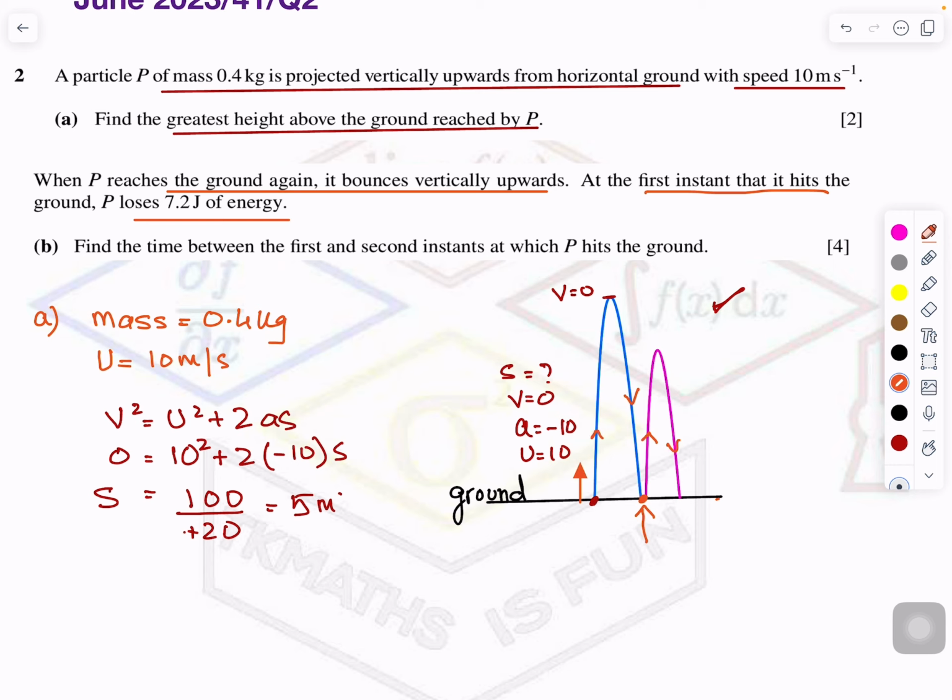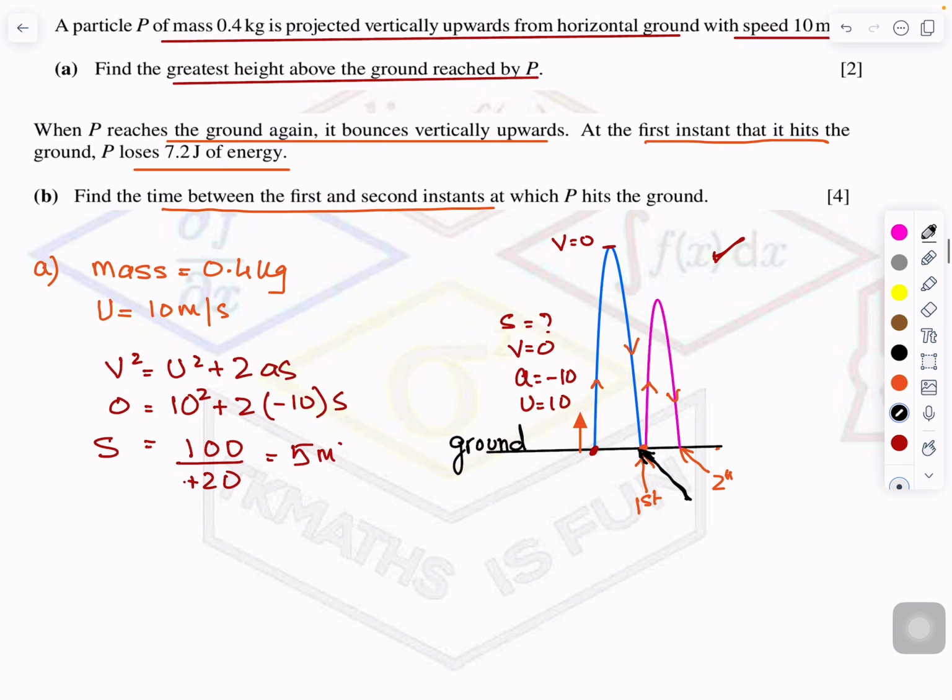The question is saying, what is the time difference between the first and the second hit? So basically this is the first hit and this is the second hit. Agreed? So I have to find out, in short, the time taken by this pink curve from here till here. This is the time I have to find out in the question. So what information do I have here? I need to know the velocity with which the particle will hit here, right? Because that will help me to apply the constant acceleration formula and then I can find out time.